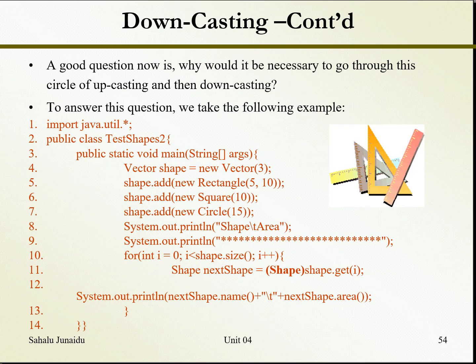Now, a good question is, why is it necessary to go through this cycle of upcasting and downcasting? Why? I think I've explained this. Why do we need to go through all this iteration, upcasting and downcasting? A good example is a vector, which I'm sure you must have done in 2-1.